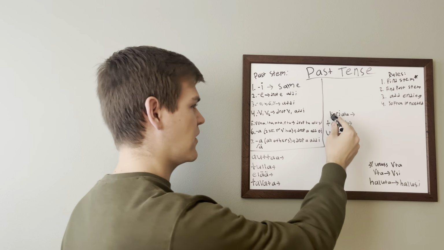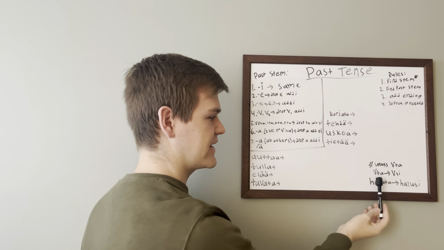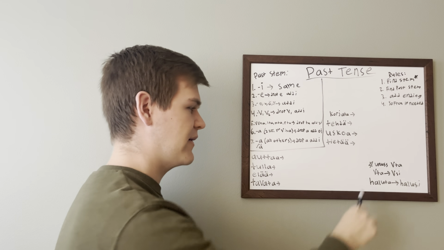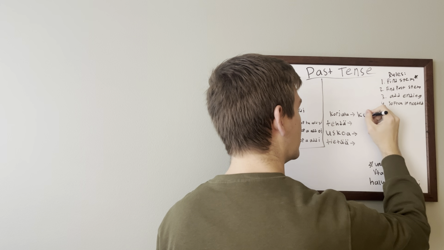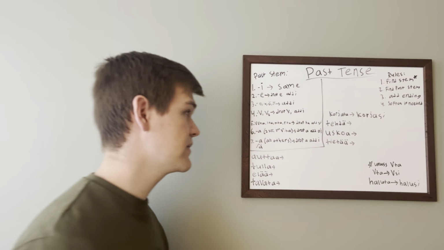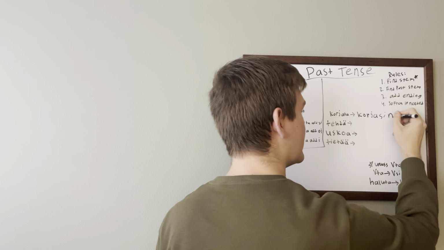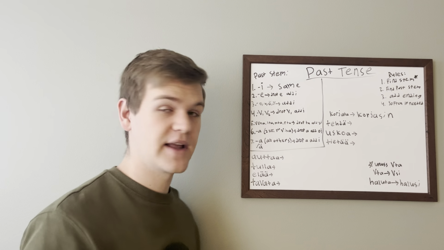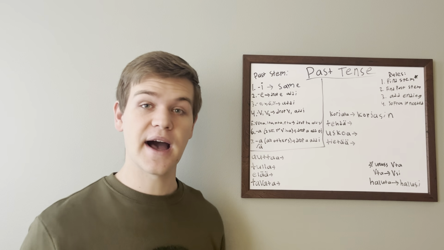So let's start with korjata. First step is to find the stem, but we see that if it's vowel TA, we can skip that rule. Vowel TA will always go to vowel SI. So korjata will go to korjasi. We don't have to find the stem at all with this one, korjasi. Then I can add my ending, which is going to be an N. S does not soften. So our final answer is korjasin. Korjata is to fix, so korjasin is I fixed.